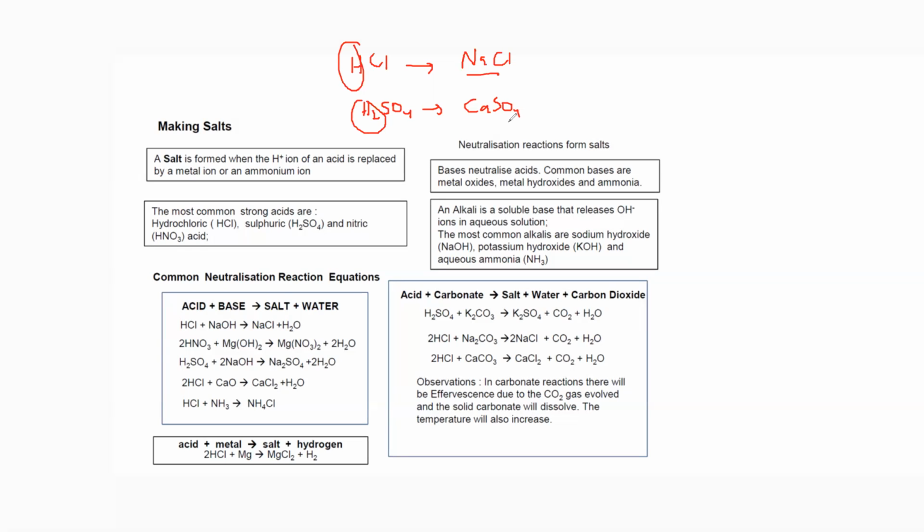How can we prepare a salt? There are different ways. The reactions of acids are basically the methods of preparing a salt. First one is the acid-base reaction. When an acid reacts with a base or an alkali, we get a salt. Second one is acid plus metal, which gives salt and hydrogen. Third one, acid plus metal carbonate will give salt, water, and carbon dioxide.